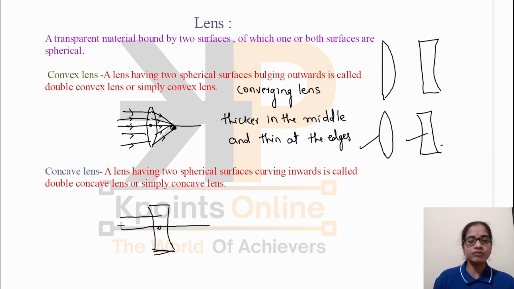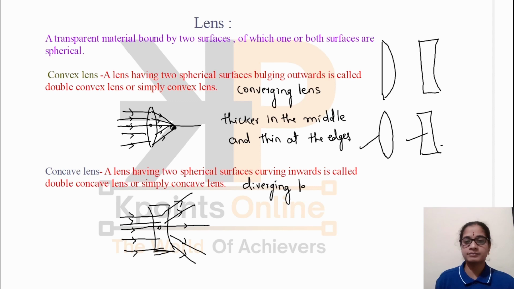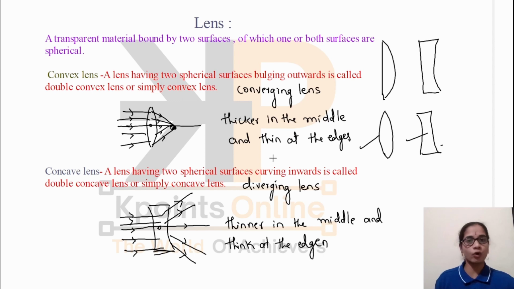Whenever a parallel beam of light is incident on this concave lens, these rays of light are refracted in different directions, meaning they are spread out. They are diverging here. You can see, this is the incident beam of light. After getting refracted, these rays of light are diverging. So this lens is also called a diverging lens. And this lens is thinner in the middle and thick at the edges. This is the introduction to convex and concave lenses.